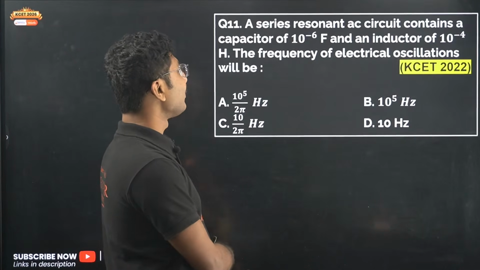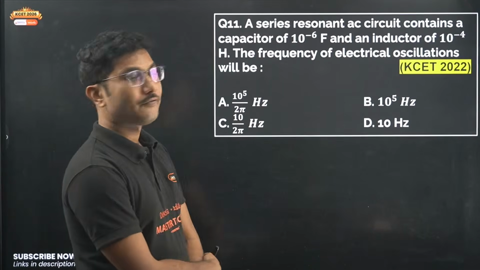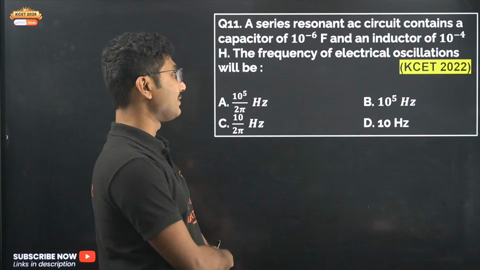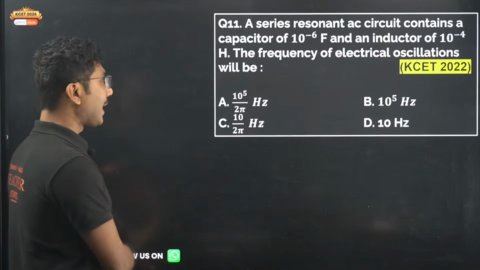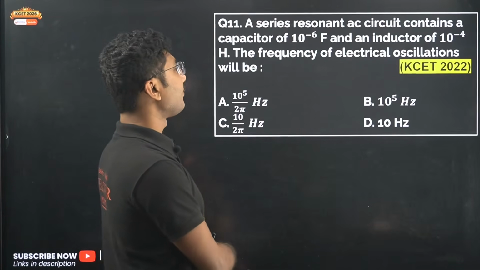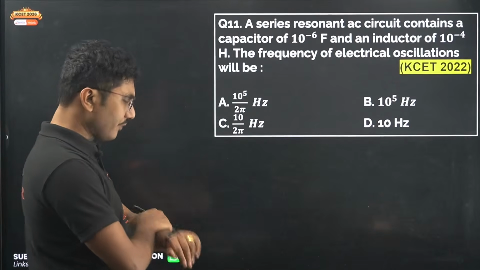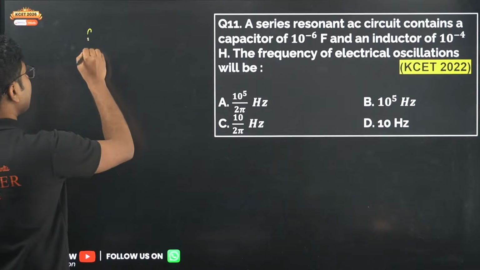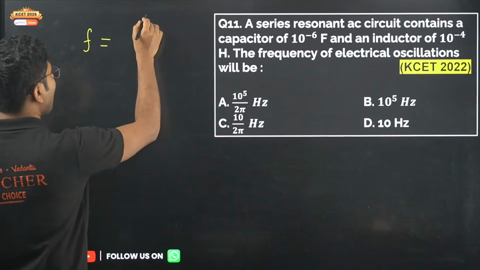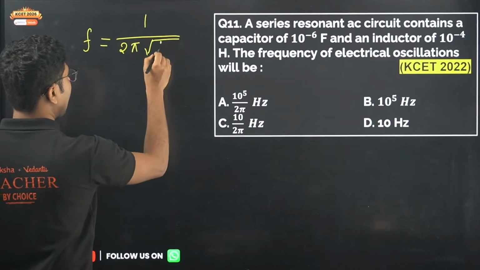A series resonant AC circuit contains a capacitor of 10 to the power of minus 6 farad and an inductor of 10 to the power of minus 4 Henry. The frequency of electrical oscillations will be? So what will be the frequency of electrical oscillation? Frequency of electrical oscillation is given by 1 by 2 pi square root of LC.